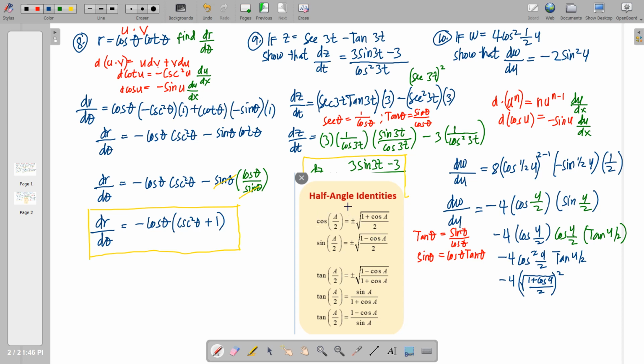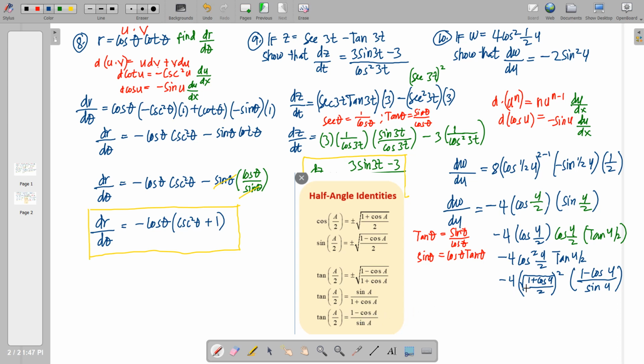Kung titignan natin, we just substitute this cosine a over 2. So, your a here is y. So, yan, square root of 1 plus cosine a raised to y over 2. And since cosine is naka-square dyan, we just square that 1. So tangent y over 2 will just be replaced to 1 minus cosine y all over sine of y. Ito.